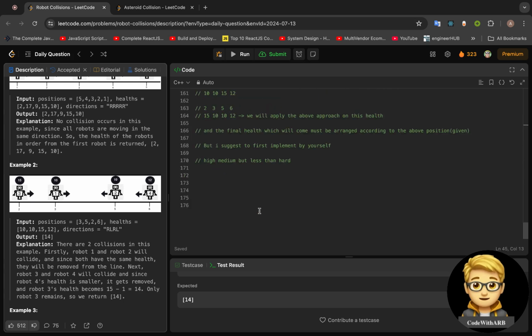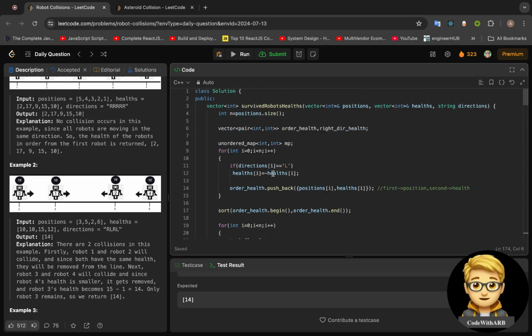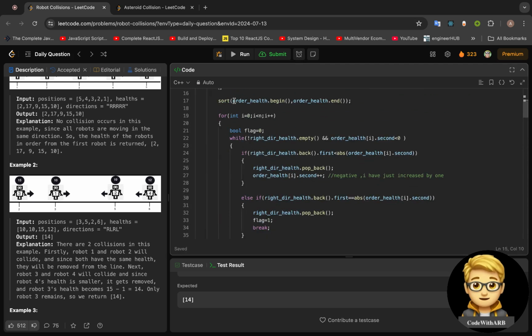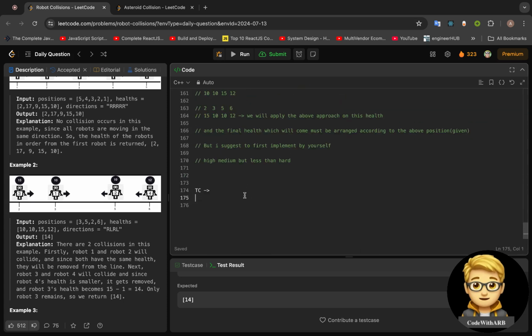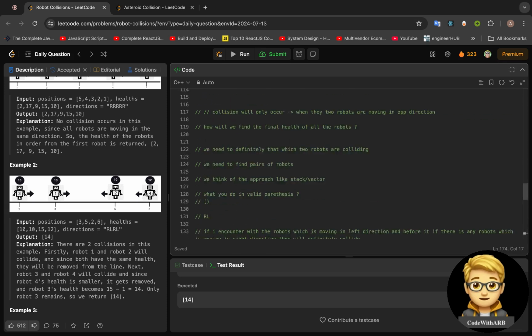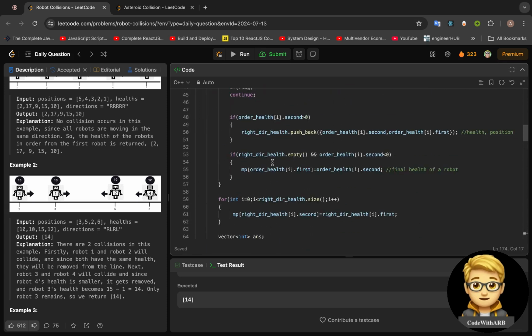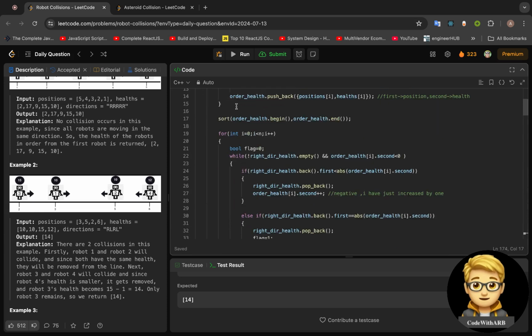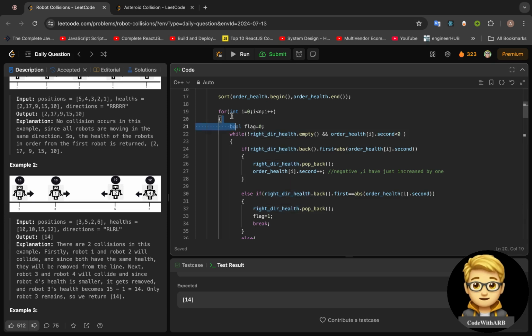So yeah, let's analyze the time and space complexity. If you see here, first O of n for storing, then sorting on the basis of that. So O of n log n for sure, where n is the number of robots. Also, we are iterating only one time in O of n. This while loop is also iterating only once, so overall it is O of n only.